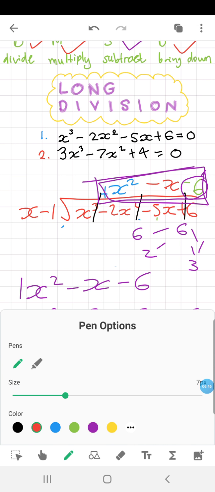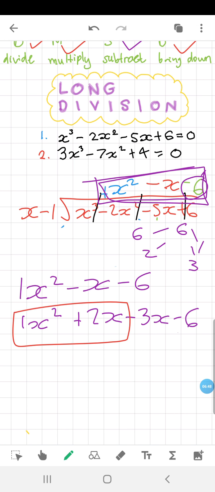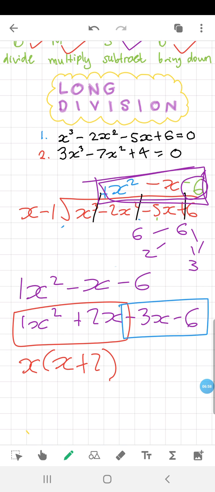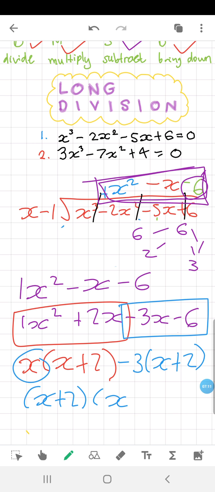Then I'm going to take out what's common and do it in pairs. Take out what's common here. X is common. Now I'll be left with x plus 2. Then the second pair, minus 3x minus 6. What's common is minus 3. And I'll be left with x plus 2. I can take out x plus 2 since it's common. So I'll be left with x plus 2, x minus 3. X minus 3. That's where that's coming from.